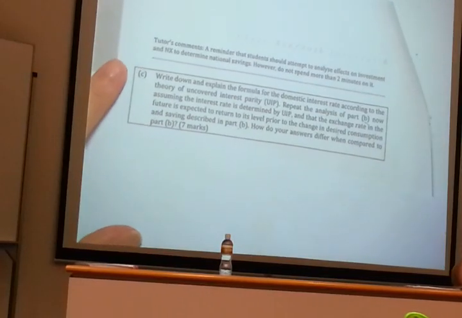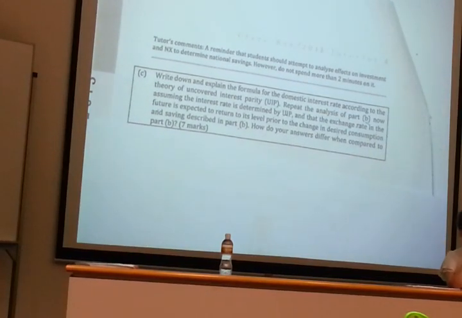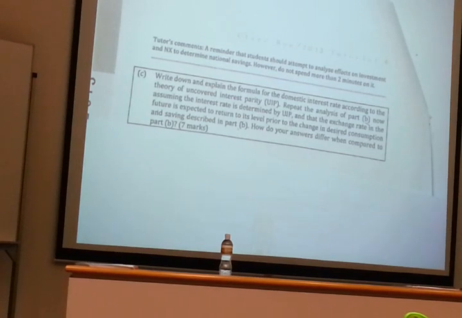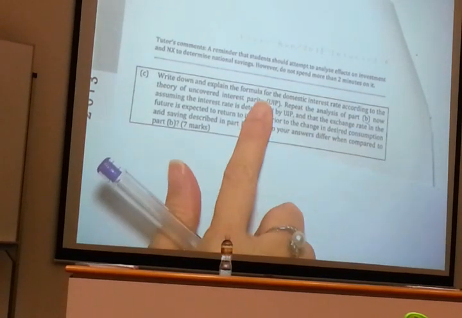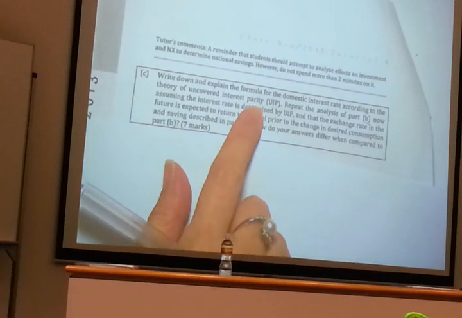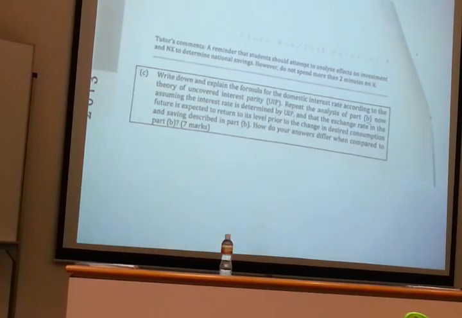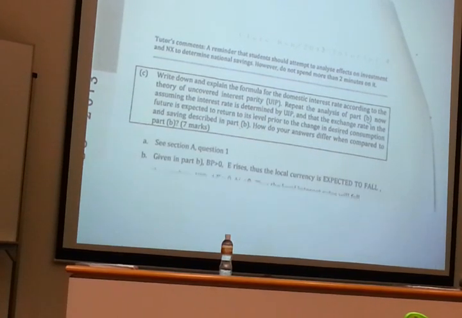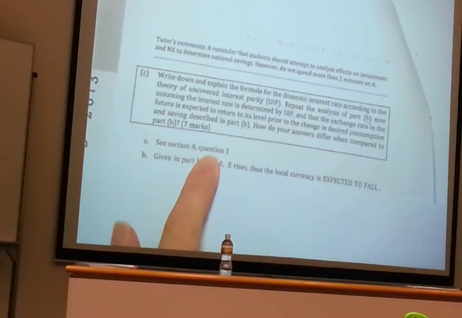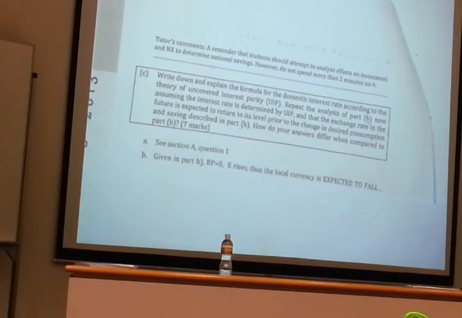Okay, and part C question is always very long. It's always telling you grandmother's story. But you must know it is about shift of BP. So the question reads, write down and explain the formula for UIP. So you get 1 mark, like what you did earlier on in question 1. Okay, so that's your 13 marks already.